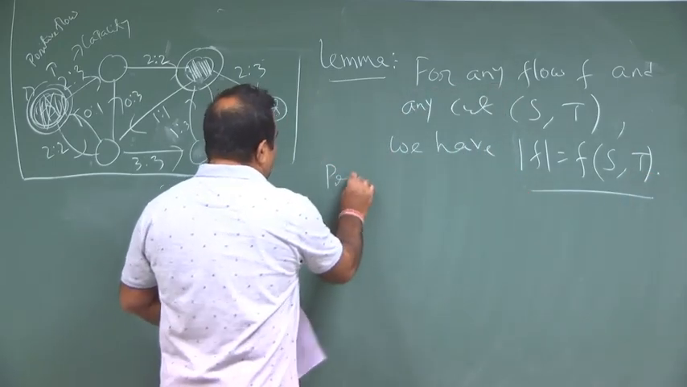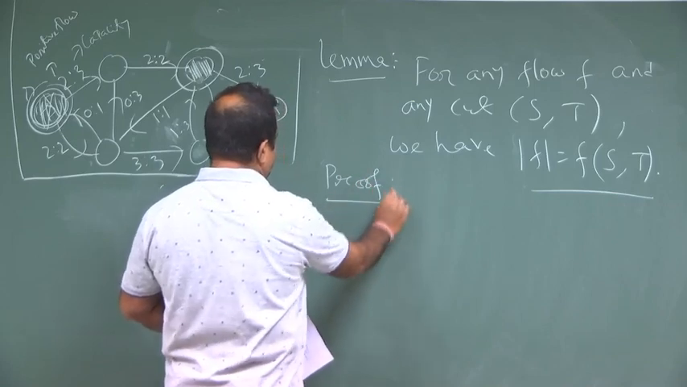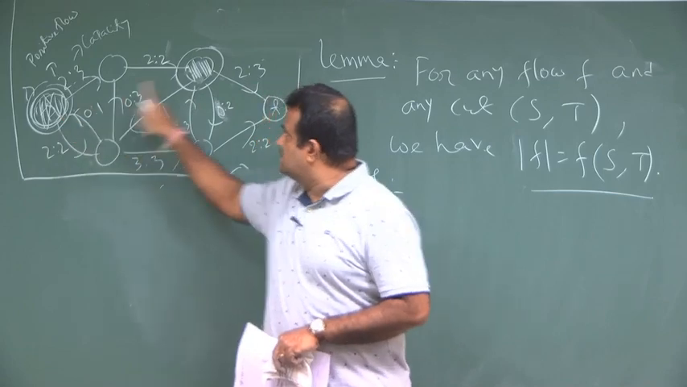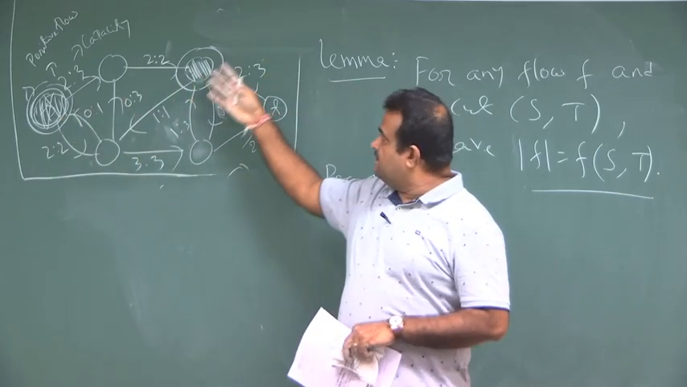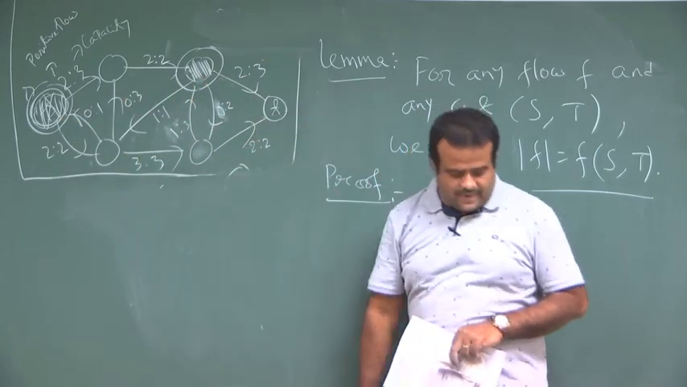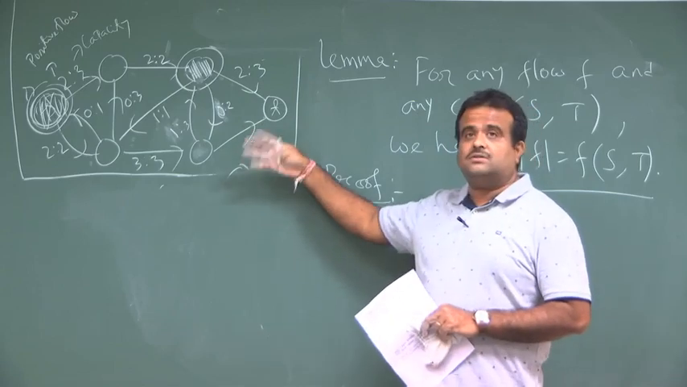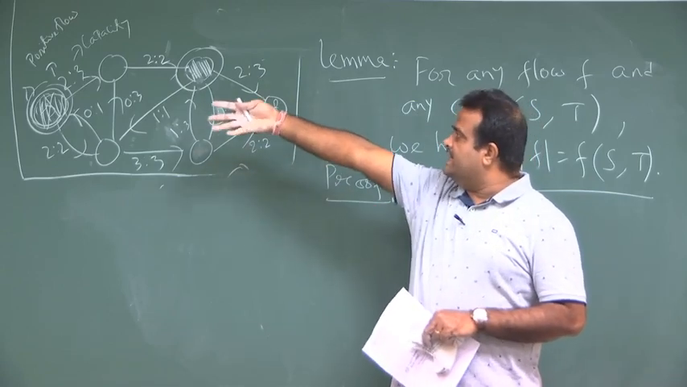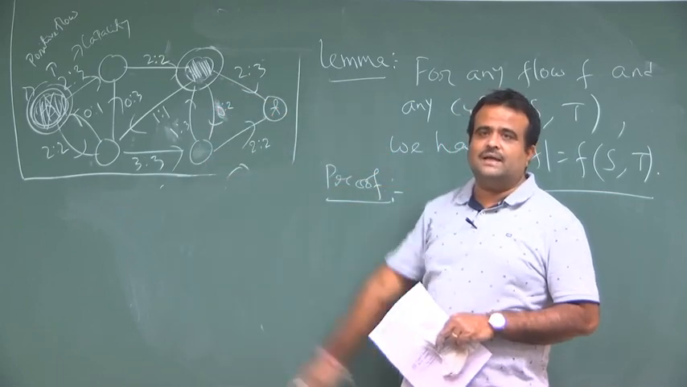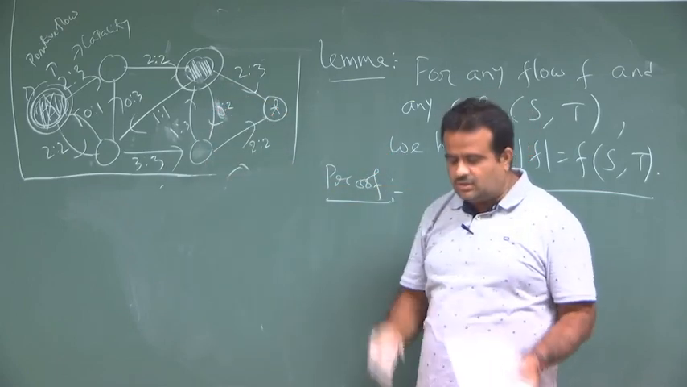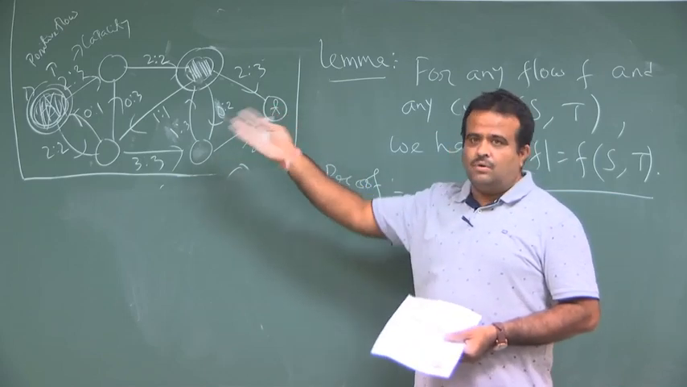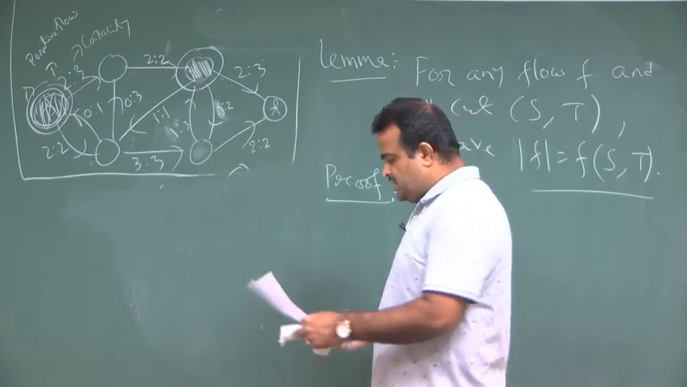So, how to prove that? You have seen through this example. If you take these two vertices in S, and the other in T, then the value of the flow across the cut is 4. Not only this, we can take any other partition and we can see the value of the cut is always 4, and that is the value of the flow. Okay. So, how to prove this?